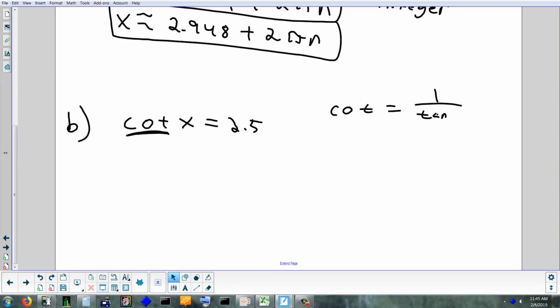So, Jake, how did you know cotangent was 1 over tangent? Did you just remember you flip it? Yeah, you just remember you flip it. All right. Well, if he does that, that's fine. He took it and he flipped it. But if you flip what's on the left, what else do you think you have to flip? You've got to flip what's on the right.